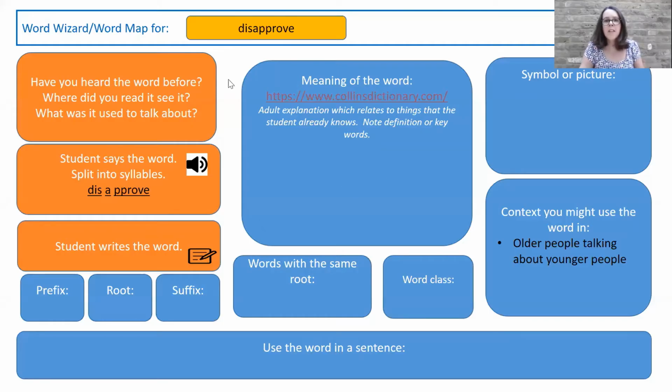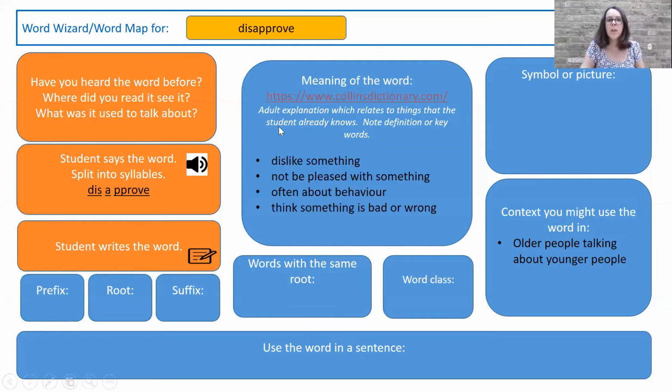Okay, so to go back to our slide, now we're in this area, so we're thinking about the meaning of the word. You've previously looked in a dictionary and you're going to give some simple ideas about what the word means. So to disapprove is to dislike something, to not be pleased with something. It's often about behaviour, and it's about something you think is bad or wrong.